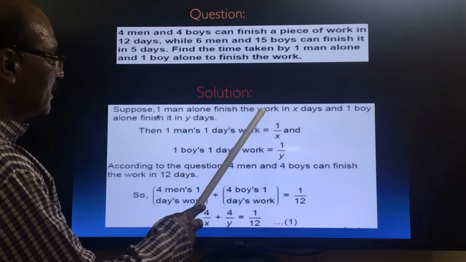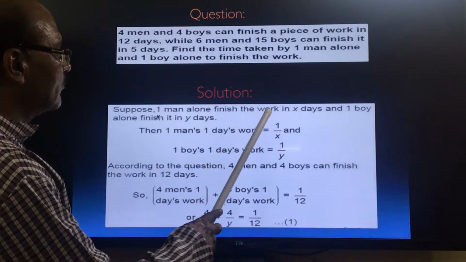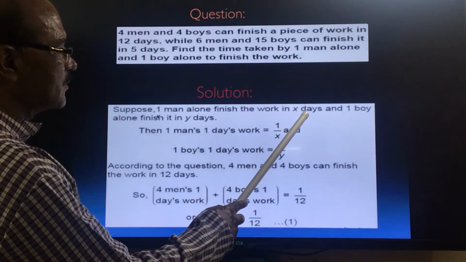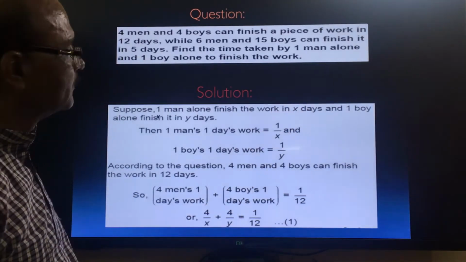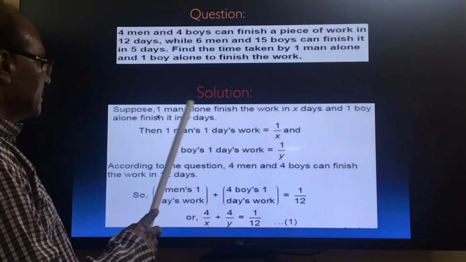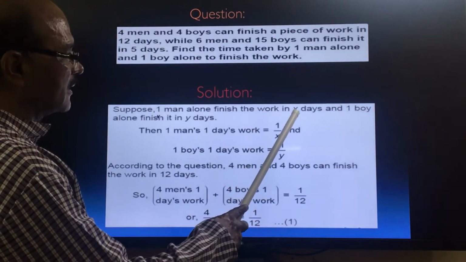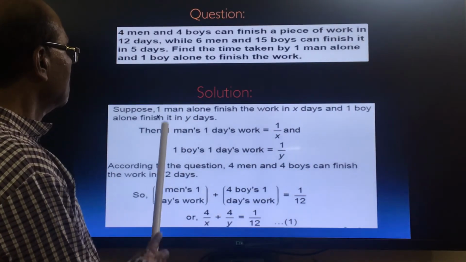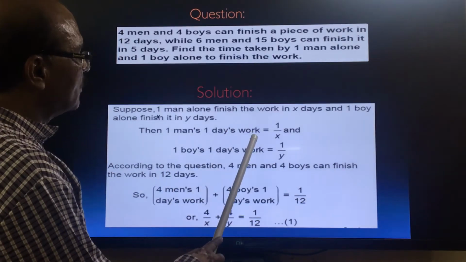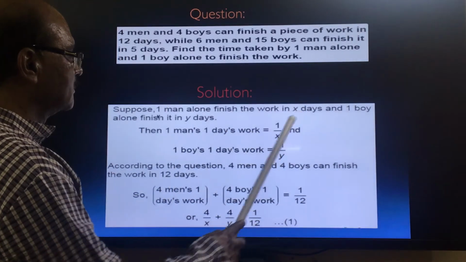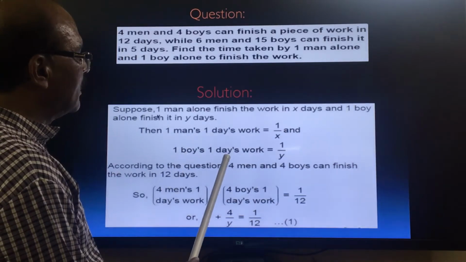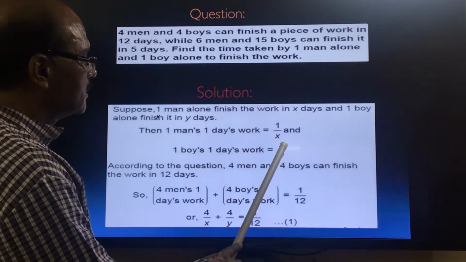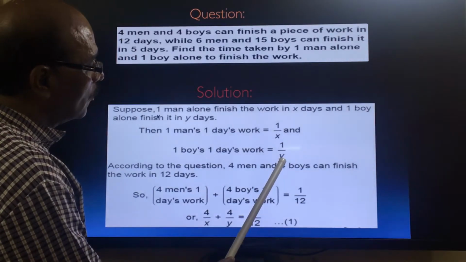So here work is one work. So if one man finishes one work in X days, in 1 day he will finish less work, and for less we will divide. So first we are supposing let one man finish the work in X days, and second, one boy finishes the work in Y days. Then one day's work will be 1 upon X, and similarly one boy's 1 day's work will be 1 upon Y. So this is 1 day's work of man, this is 1 day's work of boy.